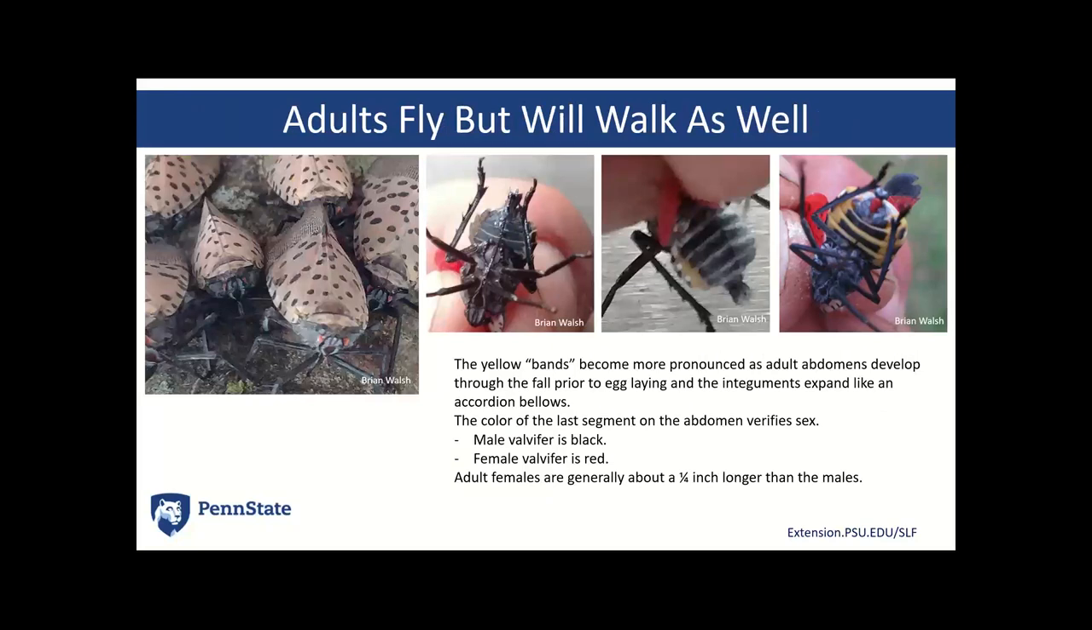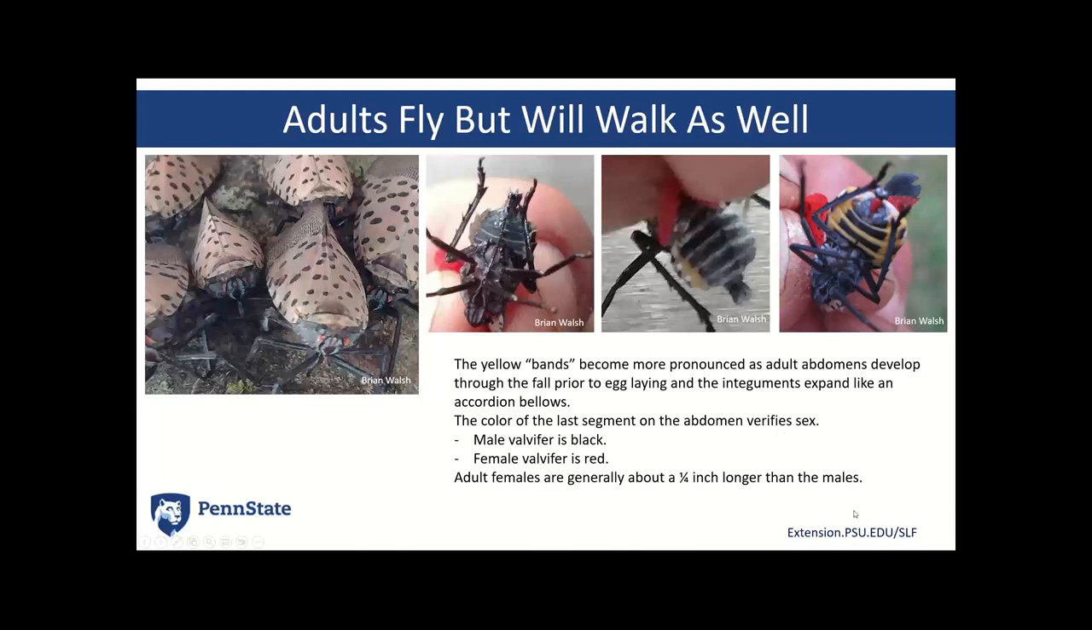The adults, they molt into adults around here. It's the beginning of August, generally. They will walk. They're very happy walking. They can fly as well. Those yellow bands that I pointed out in the beginning, you can see as they're sexually immature, those yellow bands are not at all prominent or even visible. But as they start to develop through the season, you see first the lateral bands and then across the whole abdomen. It expands out like an accordion.